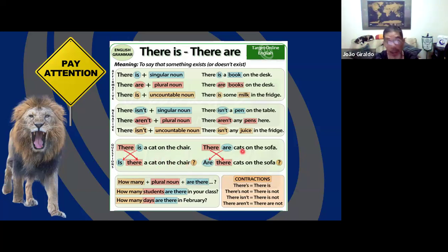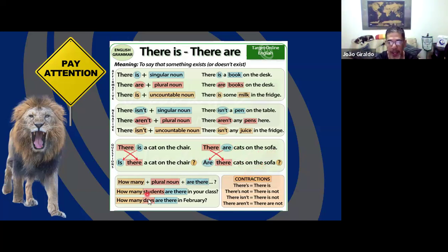Only inverting. And for plural, equal situation. In plural, there are cats on the sofa. Okay? So here indicating plural. But there are cats on the sofa. To make the question, invert the verb to be in front of there. So are there cats on the sofa? And again, we are using plural, so no a, no an.